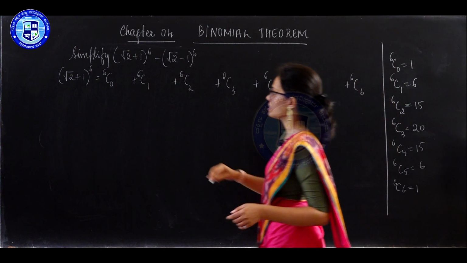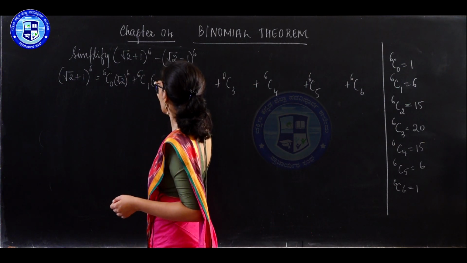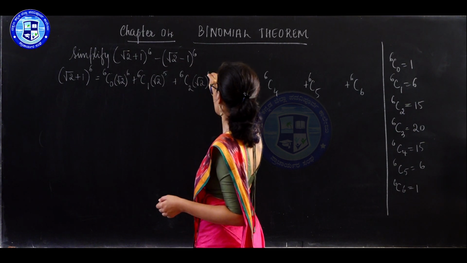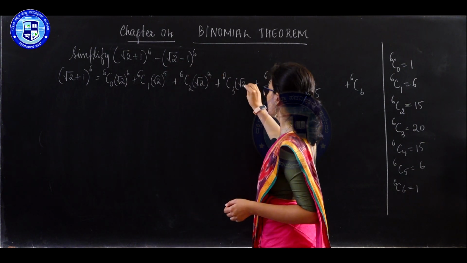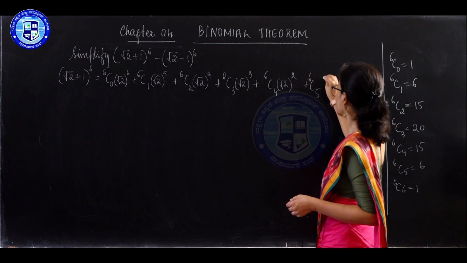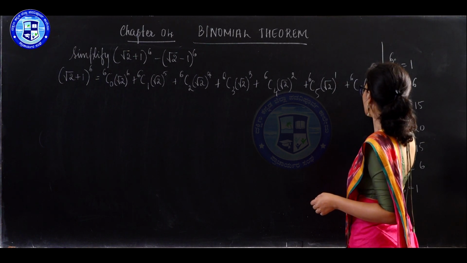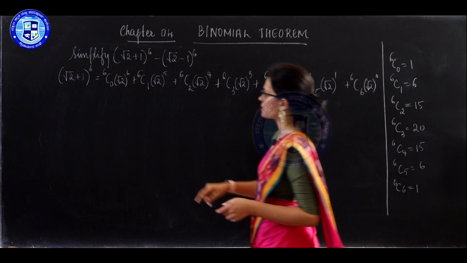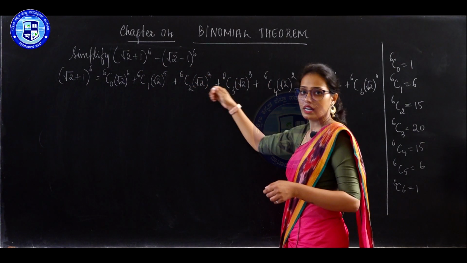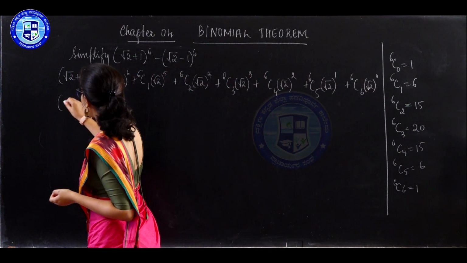Okay. Now, let us write the x terms. This will be root 2 to the power 6, root 2 to the power 5, root 2 to the power 4, root 2 to the power 3, root 2 to the power 2, root 2 to the power 1 and root 2 to the power 0. Next term will be 1 to the power 0, 1 to the power 1, 1 to the power 2, everywhere you will get 1. So, let us see the next expansion.